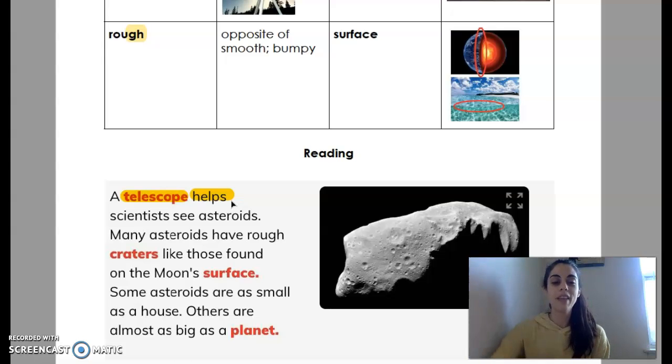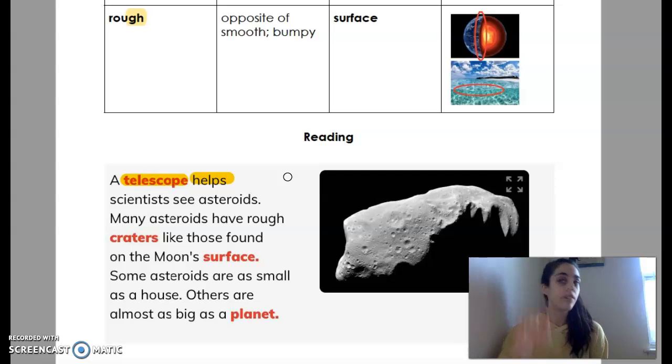Okay, great job. Now we're going to read. First, listen and follow with your finger as I read. Point to a telescope. Are you ready? A telescope helps scientists see asteroids. Many asteroids have rough craters like those found on the moon's surface.